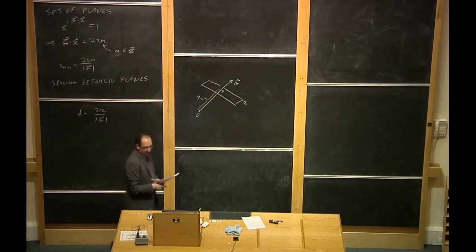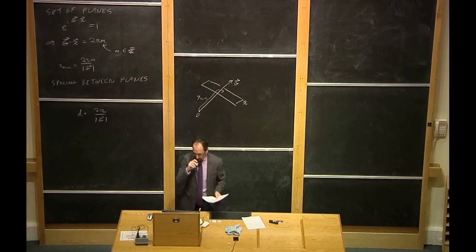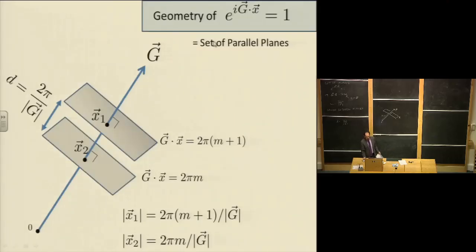Okay, I have a better picture of that than I can draw. So the geometry we're interested in is e to the i g dot x equals 1. It defines a set of parallel planes. One of the planes will be g dot x equals 2 pi m. Another plane will be g dot x equals 2 pi m plus 1. The distance to the first plane is 2 pi m over absolute G. The distance to the second plane is 2 pi m plus 1 over absolute G. So the distance between the two is 2 pi over G. Does that geometry look pretty good? Okay, good.